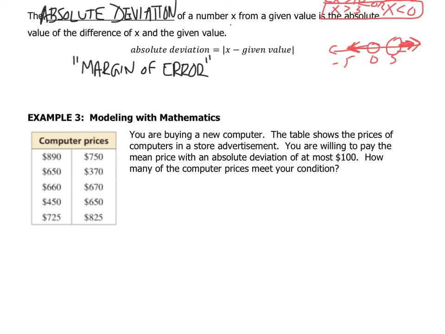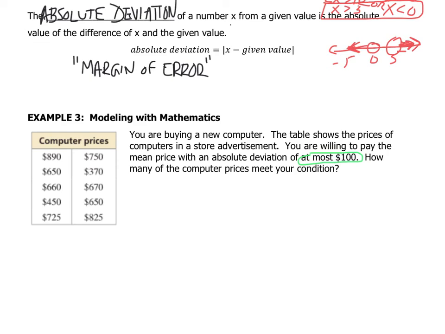So in this last example, we're talking about trying to find out what is the amount that we are willing to pay for these computers. They're basically giving us a whole bunch of computers, and they're saying that you're willing to go at most $100 over the mean price, with the absolute deviation of 100. At most 100 means it could be 100 below that average. It could mean it's 100 above that average at most. So absolute deviation would be not only above it, but also could be below it.